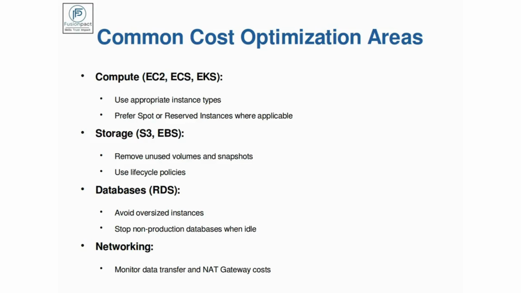So the last one is networking: monitor data transfer and NAT gateway costs. AWS sometimes provides these networking services free, but sometimes it also charges for them. So we have an eye on that as well.